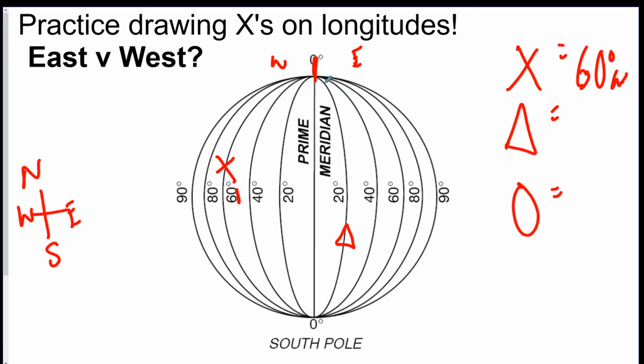Okay, first you go to the prime meridian, right there. Then you say, is it east or west? It's east. How many degrees east? 20 degrees east. All right, one more. We'll do a circle.